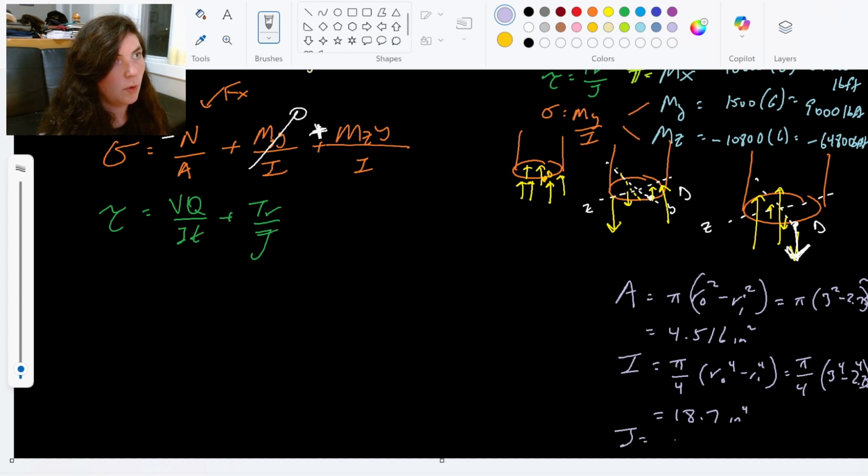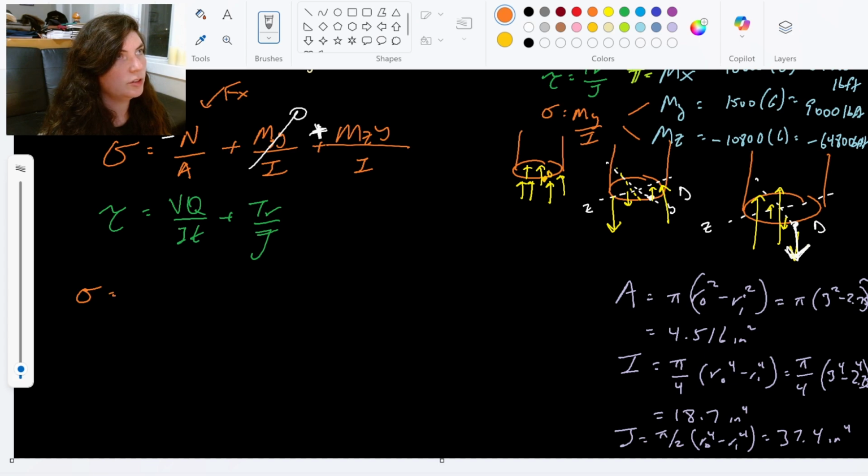And then finally, polar moment of inertia, which is the same equation as moment of inertia, but pi over 2 instead of pi over 4. So I know that that's just going to be double the value. So 37.4 inches to the fourth. And I guess I skipped a step. I don't know if I needed to calculate this J. I just went ahead and calculated it. But we can go ahead and plug things into that normal equation now.